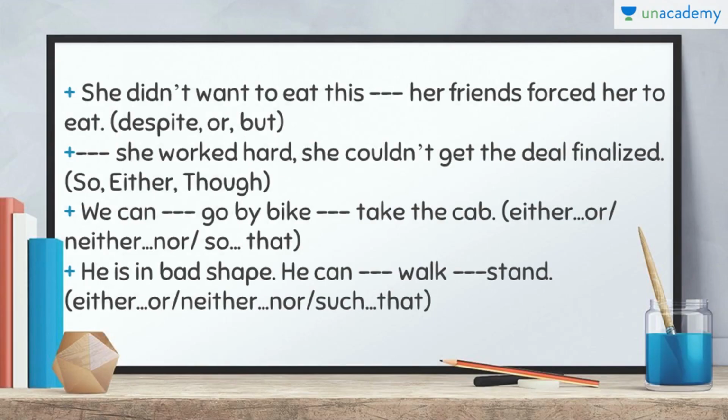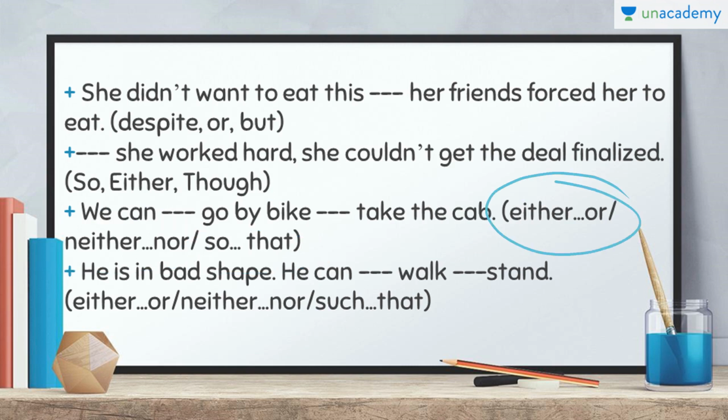Next 4 sentences are: She didn't want to eat this dash her friends forced her to eat, with options despite or but. Dash she worked hard she couldn't get the deal finalized, with options so, either, though. We can dash go by bike dash take the cab. So here you have to use either or, neither nor, or so that. So any combination would work.